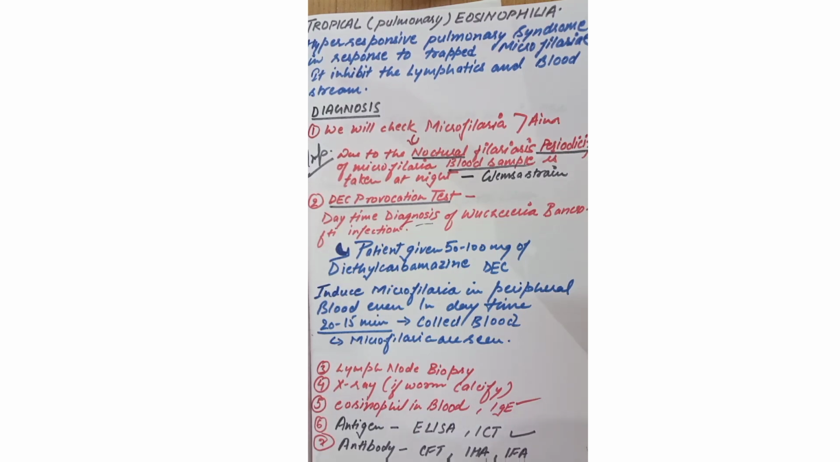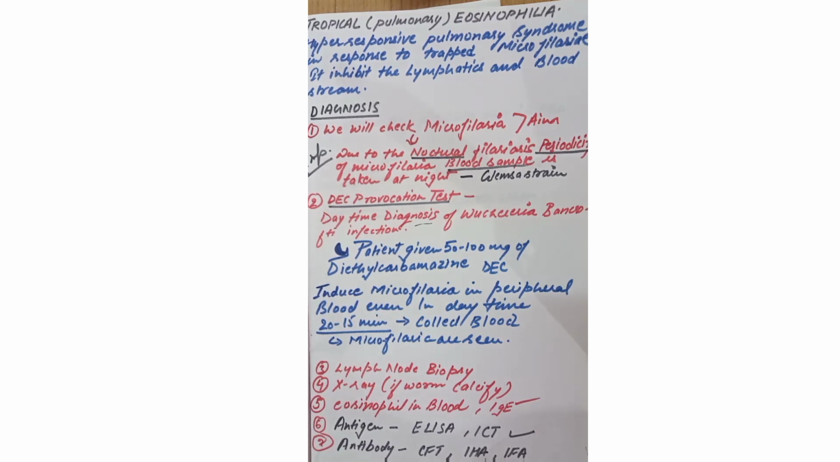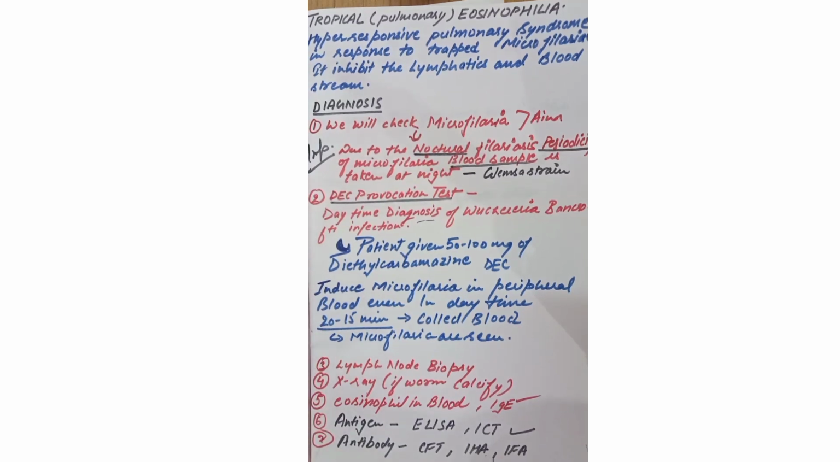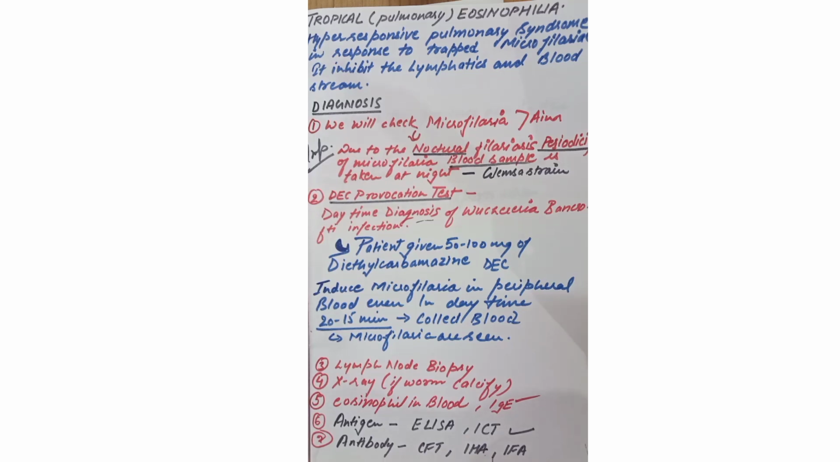So because of excess microfilariae, the bloodstream can be trapped, or the lymphatic vessels, while they are traveling in the lymphatic vessels in L3 stage, then also they can trap the lymphatic vessels, and because of that there can be hyper responsive pulmonary syndrome disorder, which can make the person breathless. Okay, and so it is very dangerous also at the same time.